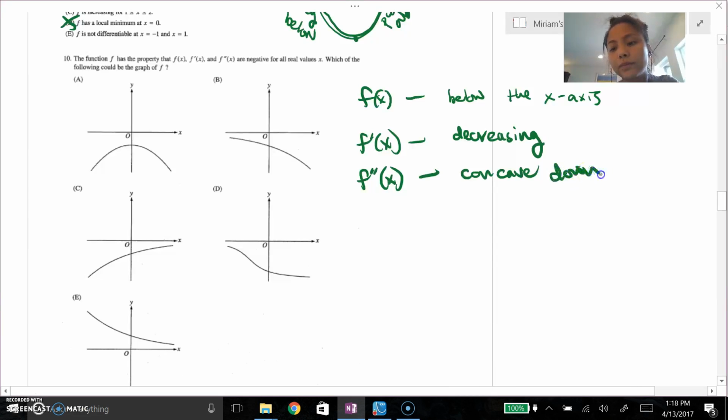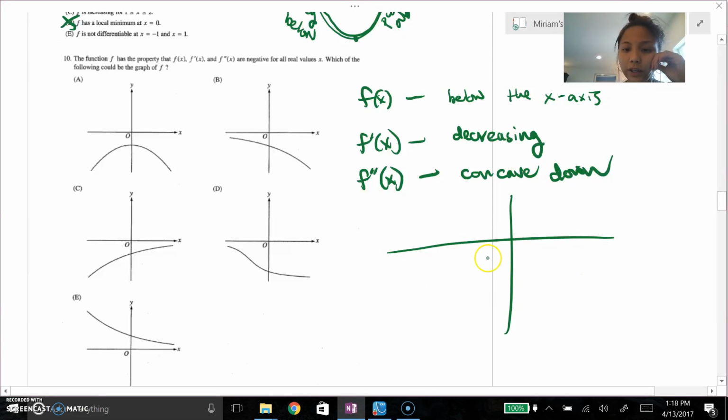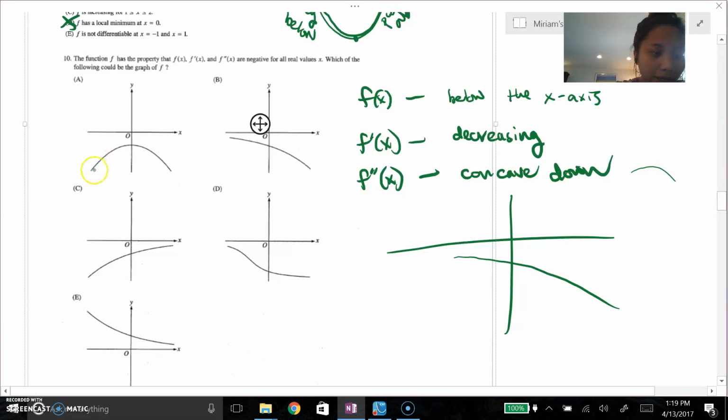So in a way, I need to find a graph that's below the x-axis, so it's down here. That's decreasing, so it's going down, and it's concave down, meaning it's kind of a frowny face. So I'm looking for a picture that maybe looks like this, because I'm below the x-axis, I'm decreasing, and I'm concave down. A is not possible because we want everything to be decreasing, but this is increasing over here, right? And then decreasing. We don't like that.